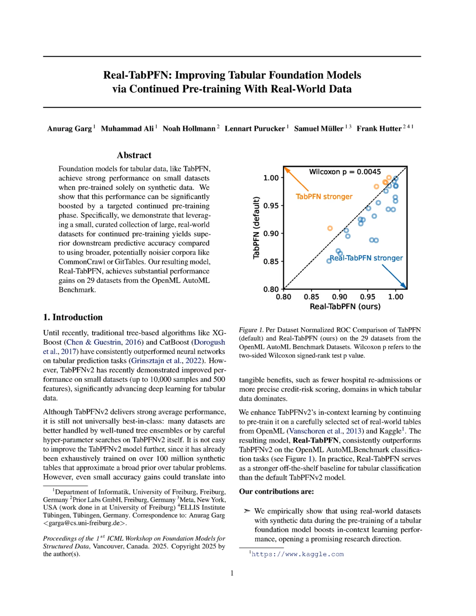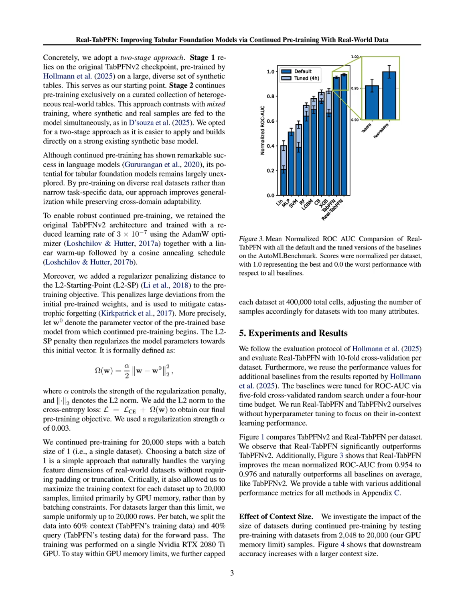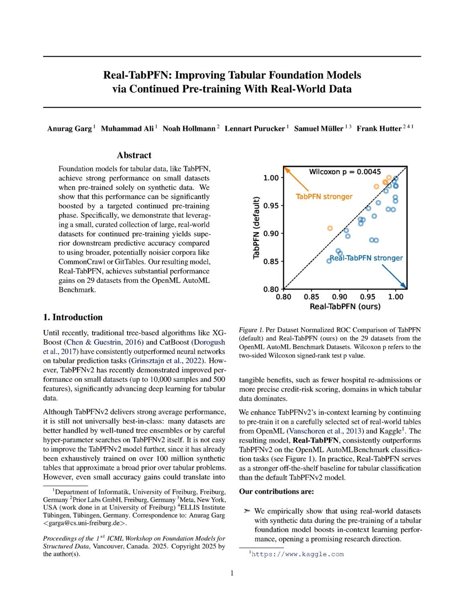Theoretical and practical benefits of using Real-TabPFN over TabPFN v2 include its superior in-context learning performance, as evidenced by consistent outperformance on 29 small tabular datasets. Real-TabPFN achieves a mean normalized ROC-AUC improvement from 0.954 to 0.976, indicating enhanced predictive accuracy. This improvement is attributed to the model's continued pre-training on a carefully curated set of real-world datasets from OpenML and Kaggle, which provides complementary supervision signals that synthetic data alone cannot offer.